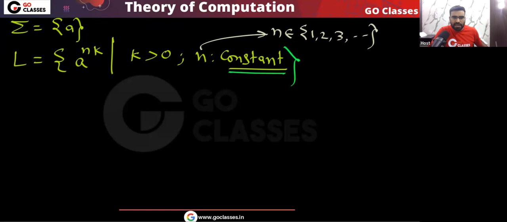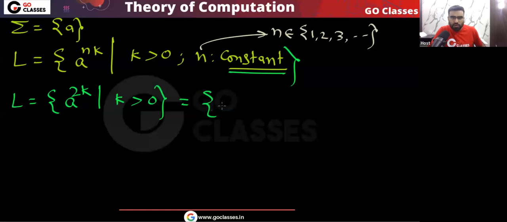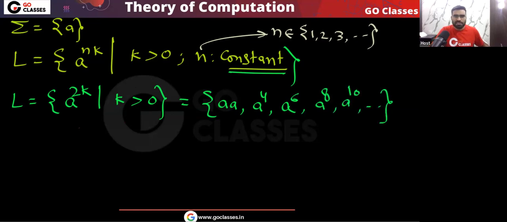Now let's assume that n is 2. Then what will happen? If you take n equal to 2, then our language will be a power 2k, where k is greater than 0. So if you put k equal to 1, you will get double a. If you put k equal to 2, you will get a power 4. If you put k equal to 3, you will get a power 6, a power 8, a power 10 and so on. Yes or no? So you can easily see this is your language.